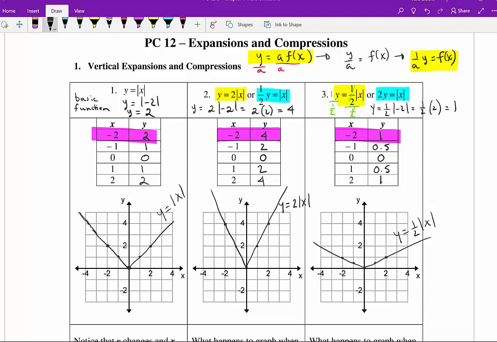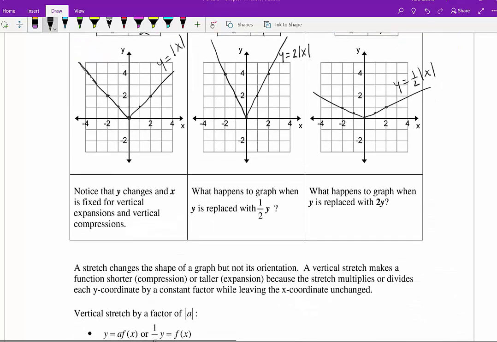And if we compare those values to our a value, so on example number 2 here, our a value is 2, then you can see that if I go 2 times 2, I will get 4. And if you take a look at our a value on number 3, we have a half. And so if I go 2 times a half, I get 1. Okay, so the second graph is a vertical expansion by a factor of 2. I'm just going to call it VE2, vertical expansion by a factor of 2. And this third one is a vertical compression by a factor of a half.